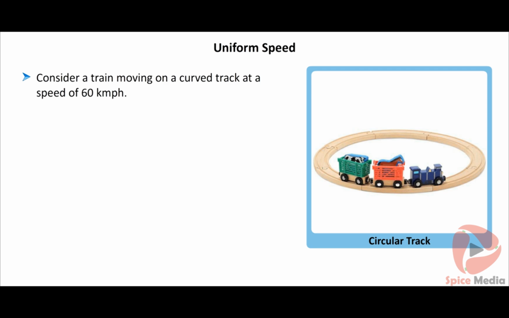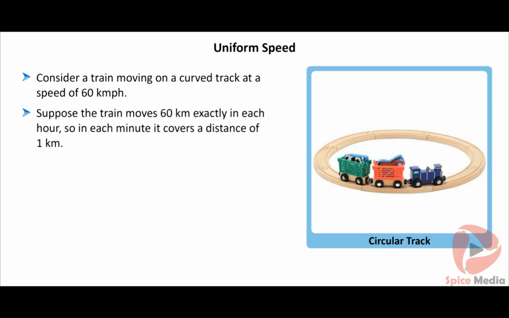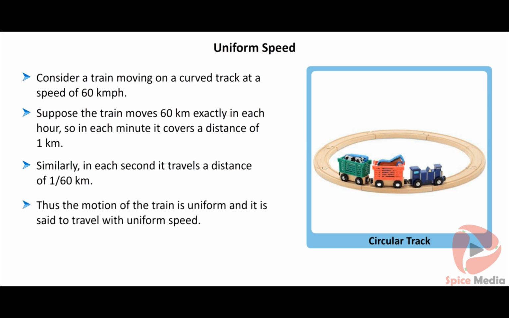Consider a train moving on a curved track at a speed of 60 kilometers per hour. Suppose the train moves exactly 60 kilometers every hour. Then for 1 minute it covers a distance of 1 kilometer exactly. Similarly, in each second it travels a distance of 1/60 kilometer. Thus, the motion of the train is uniform and it is said to travel with uniform speed.